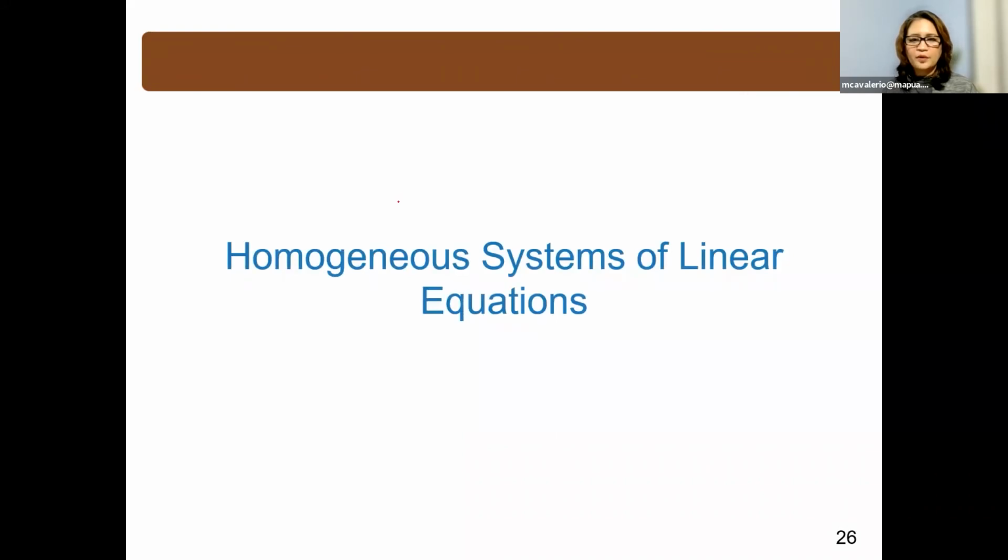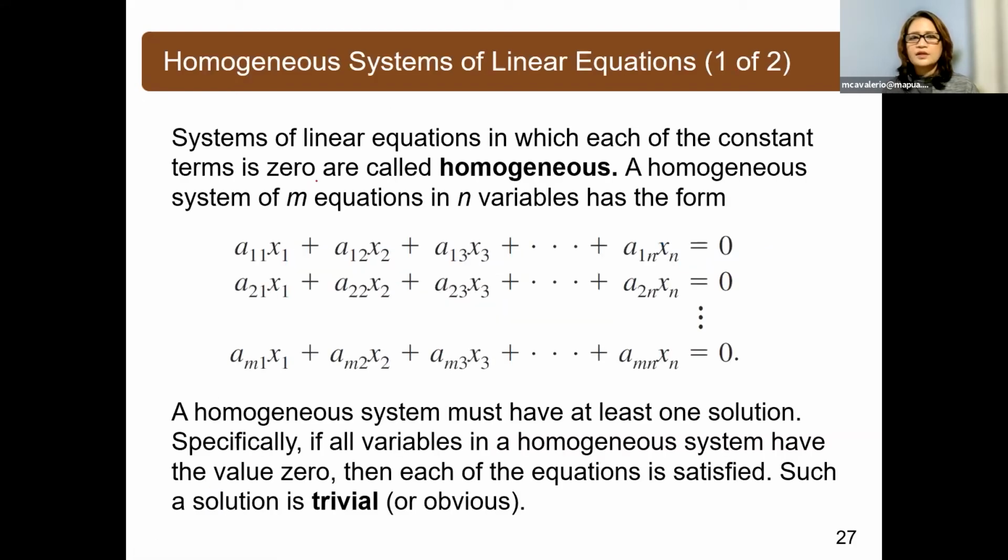Now, another type of system of linear equation is the homogeneous system of linear equation. A system of linear equation in which each of the constant term is 0 is called homogeneous. A homogeneous system of m equations in n variables has the following form. So we have an m number of equation in n unknowns wherein the right side are all zero. This is a homogeneous system of linear equation.